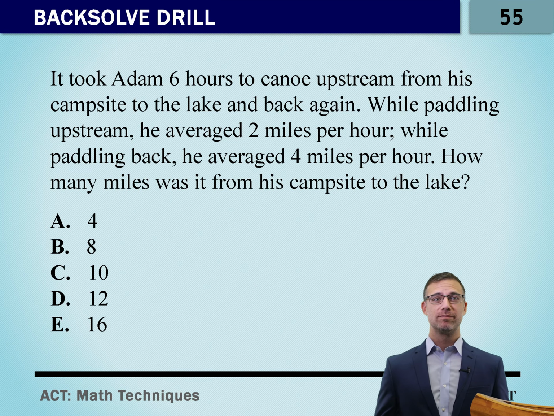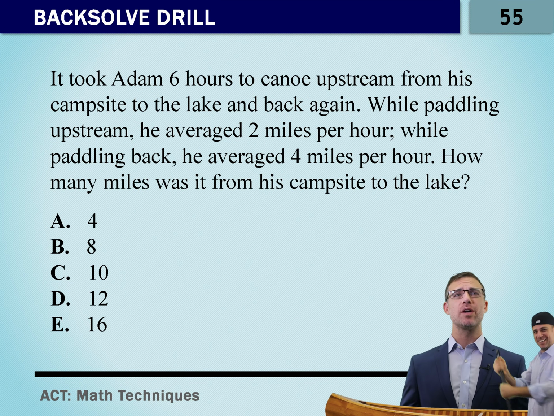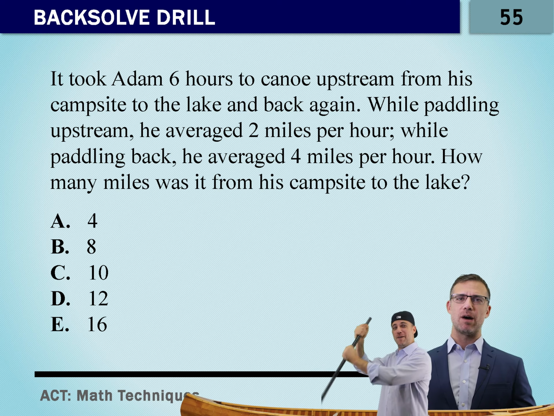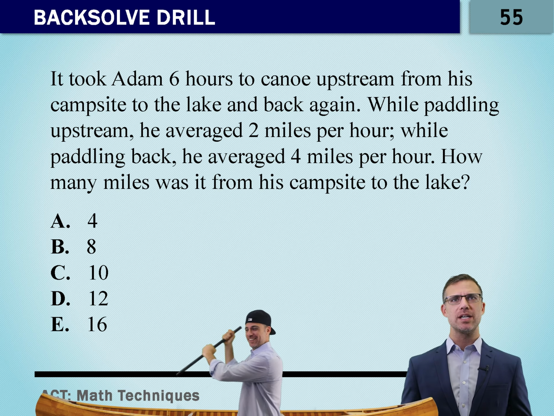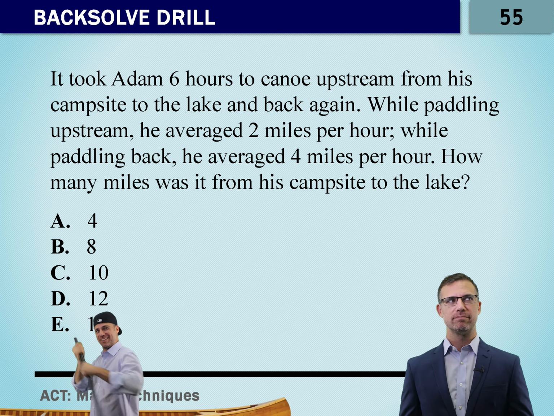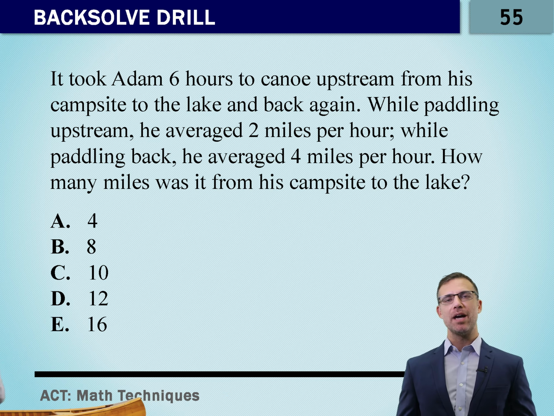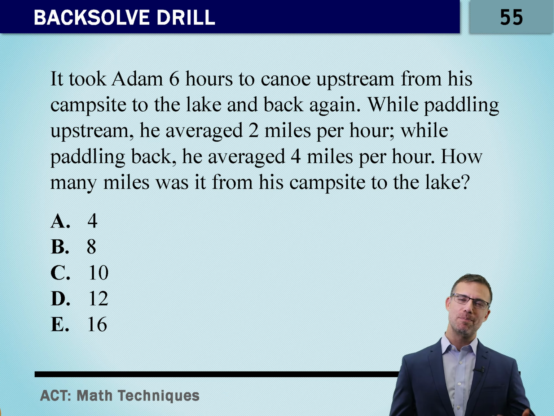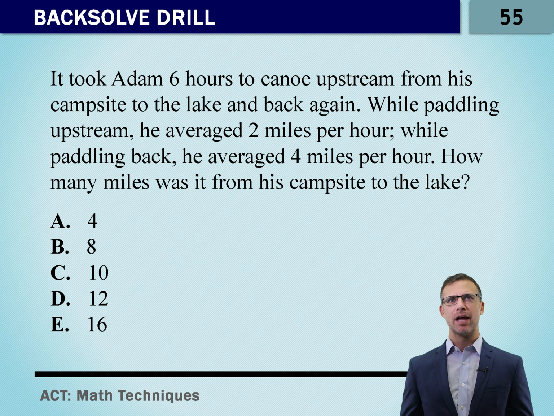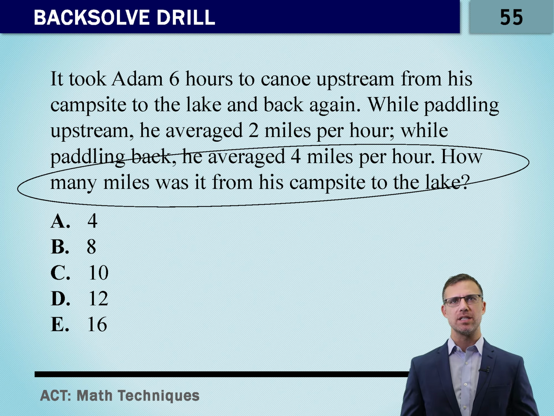Number 55. Adam is doing some canoeing. Let's join him on this trip. It takes him 6 hours to canoe upstream from his campsite to the lake and back again. While paddling upstream, he averages 2 miles an hour. When he comes back, he's averaging 4 miles an hour. How many miles was it from the campsite to the lake?